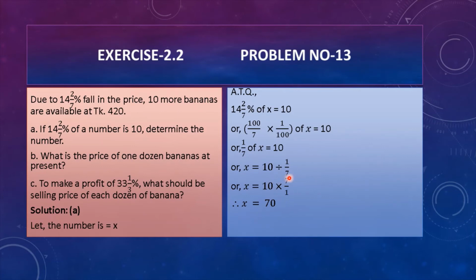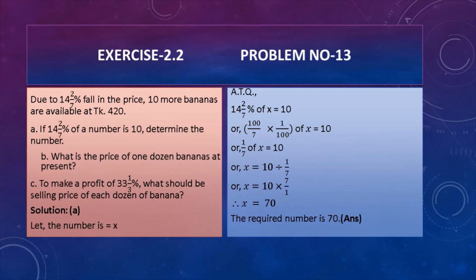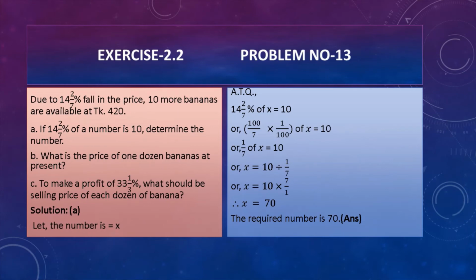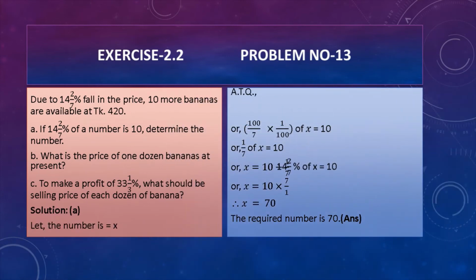Here we take the reciprocal, that's why the denominator 7 goes to the numerator and the numerator 1 goes to the denominator. So that is our desired answer. The required number is 70. Let us see again. That is today's problem number 13, and the solution of A: let the number be x. According to the question we can write 14 2/7% of x equals 10, and after solving we get x equals 70. That is the required answer.